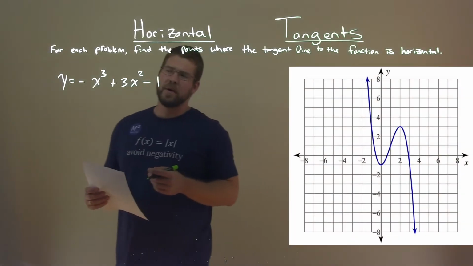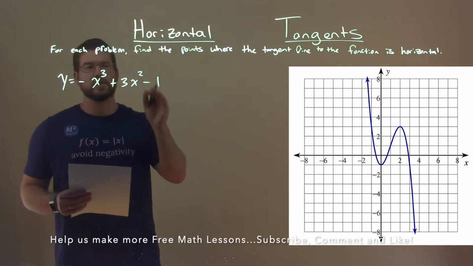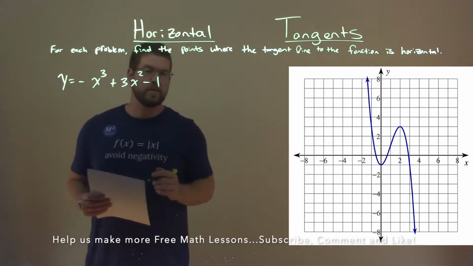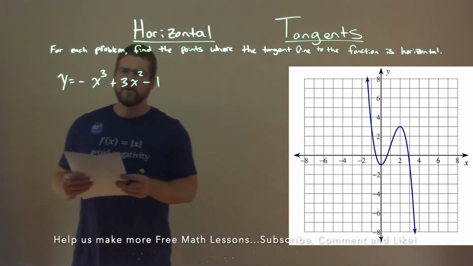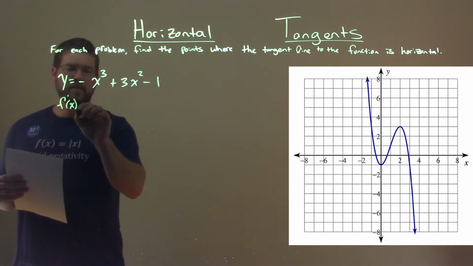We're given this problem right here: y equals negative x to the third power plus 3x squared minus 1. And we want to find the points where the tangent line to the function is horizontal. Well, first thing I want to do is find my derivative. Let's go find f prime of x, let's call it.